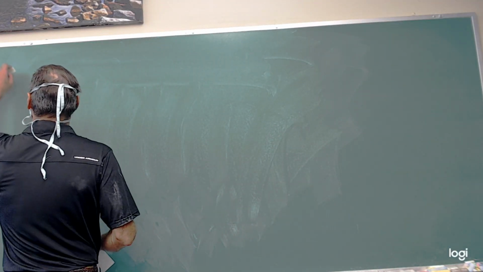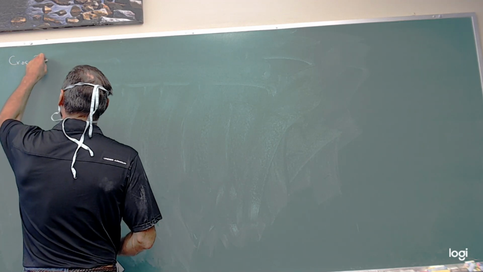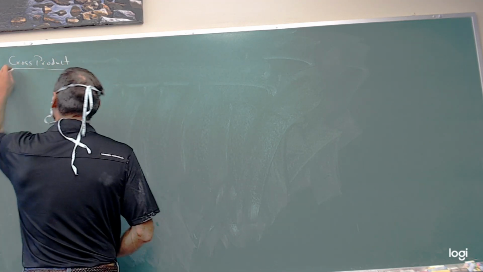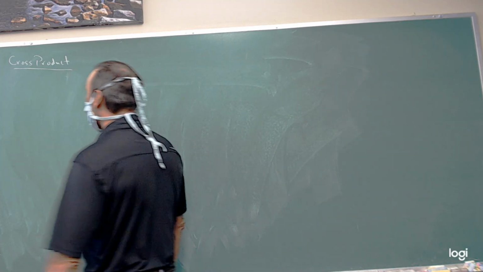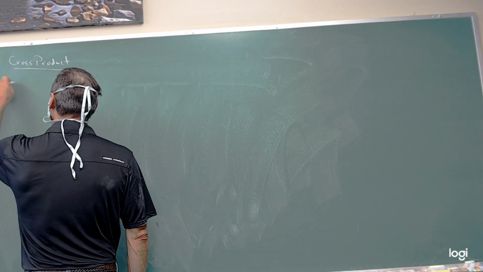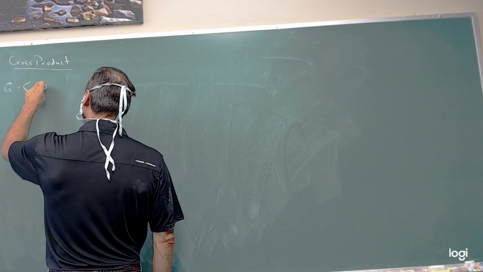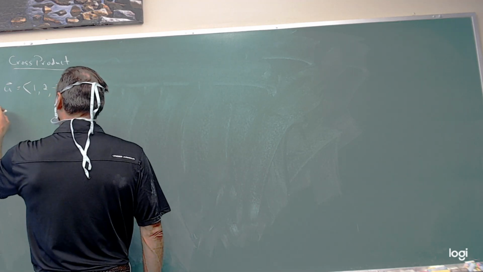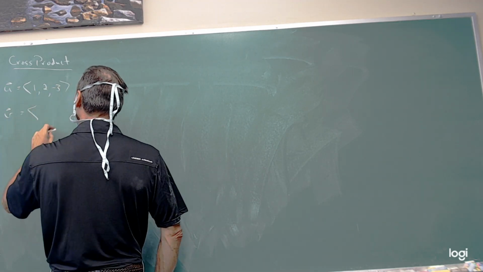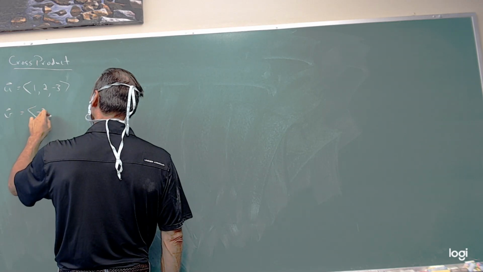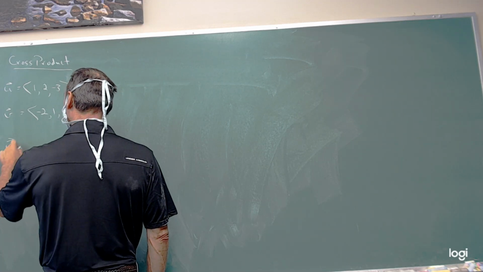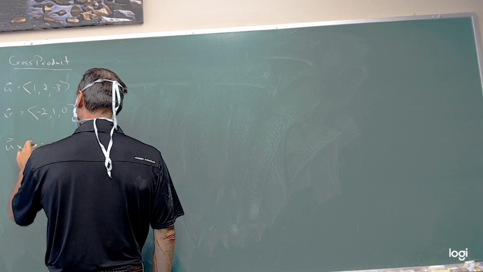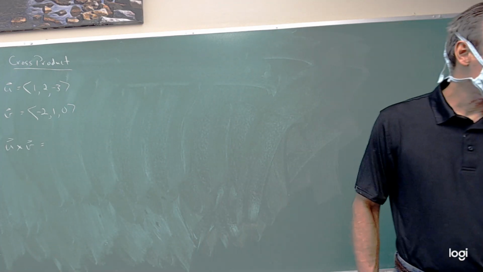So we talked last time about this whole cross product thing. Let's see if we remember how we find the cross product of two vectors. If we say that u is going to be the vector 1, 2, -3, and v is going to be the vector -2, 1, 0, then we can find a new vector, u cross v. Do you remember how we do that?